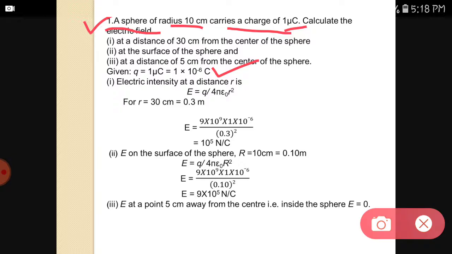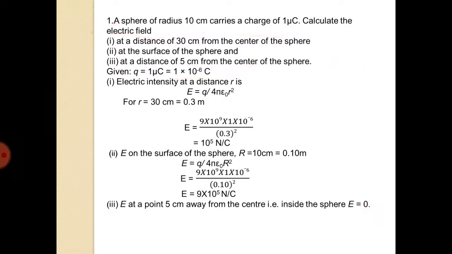As it is in microcoulomb, we have to convert it into coulomb. To convert it into coulomb, we have to multiply it by 10 to the power minus 6. So we have Q as 1 into 10 to the power minus 6 coulomb. And R is given as 10 centimeter.